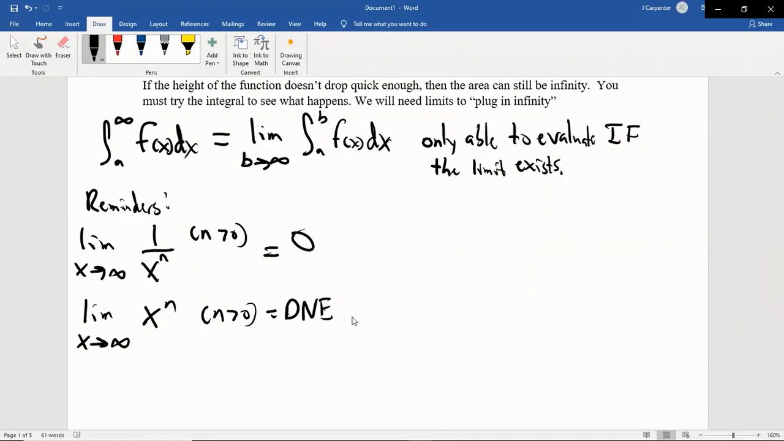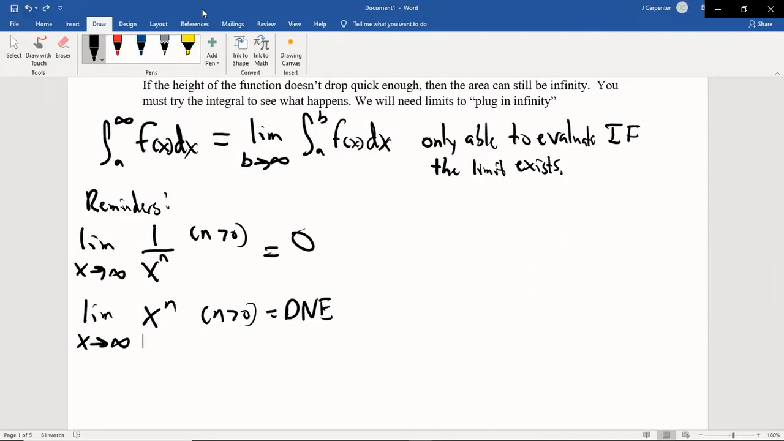Now, I actually have to make a special memo here. I forgot to mention, also the n can't be 1. If it's 1, actually I take that back. No, it doesn't. Even if it's the first power. So those are our polynomial terms.